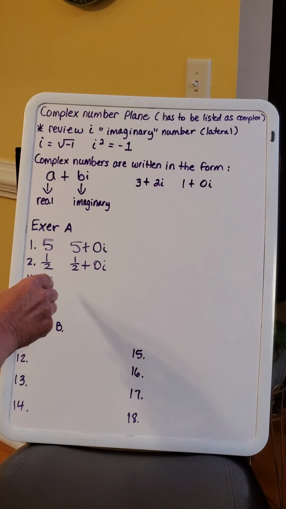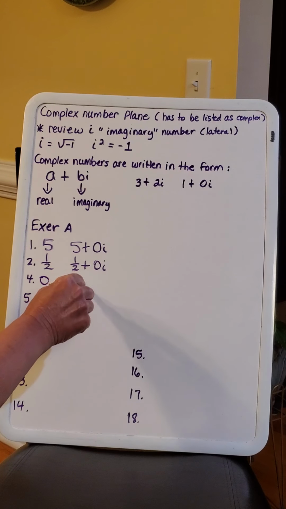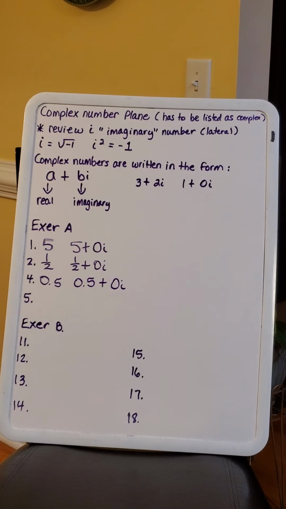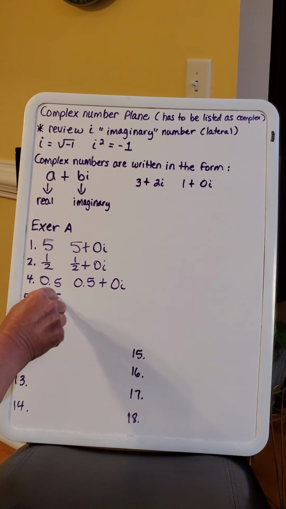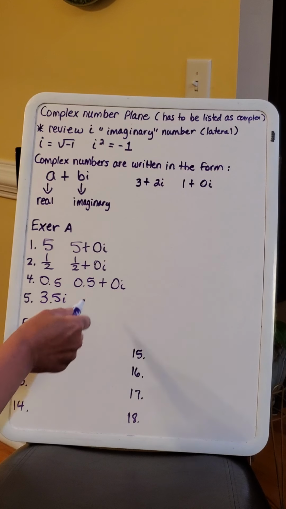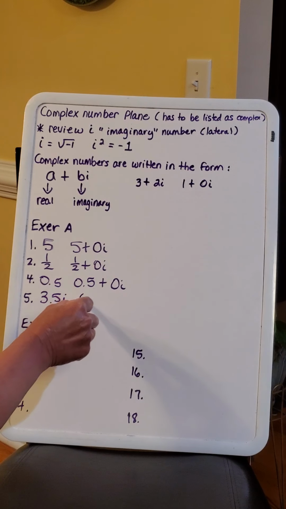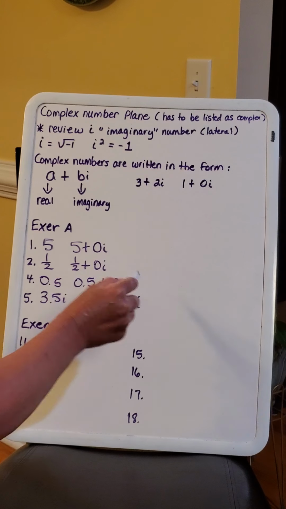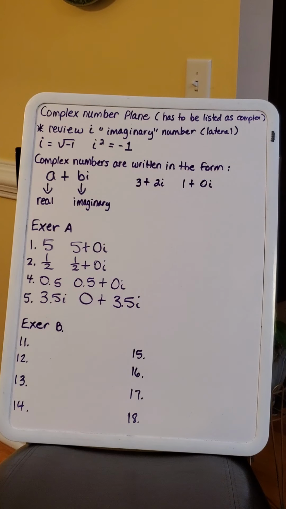On your worksheet, if you're adding the imaginary part, just use 0. Number 4, we have a decimal. Same thing, 0.5 plus 0i. Number 5, they give you the imaginary part this time, 3.5i. So you just add the real part, and like I said, you can use 0. So 0 plus 3.5i. That exercise is really just getting you used to saying, okay, here's my real part, here is my imaginary part.